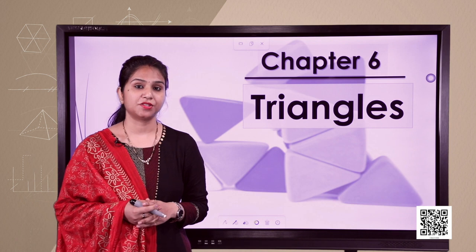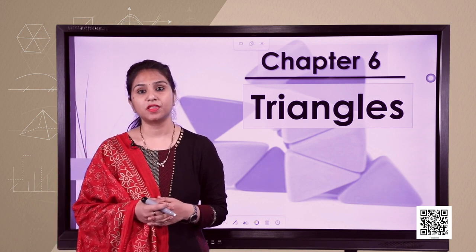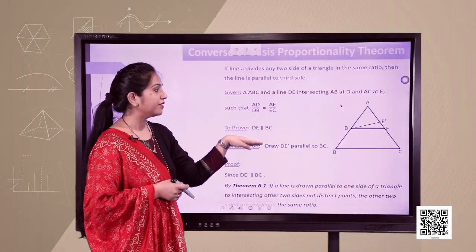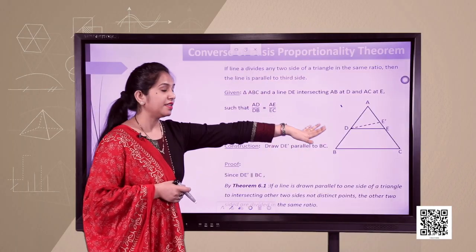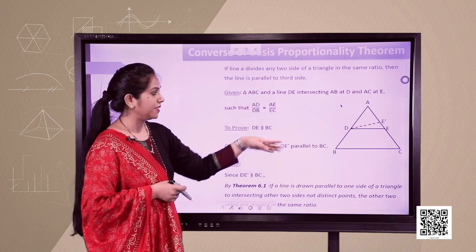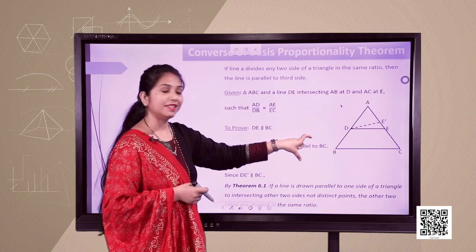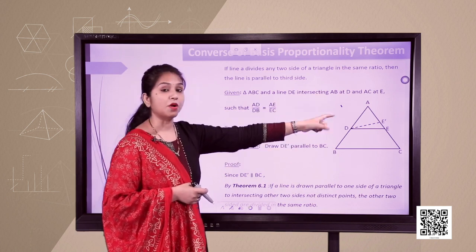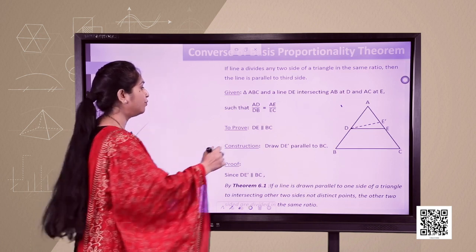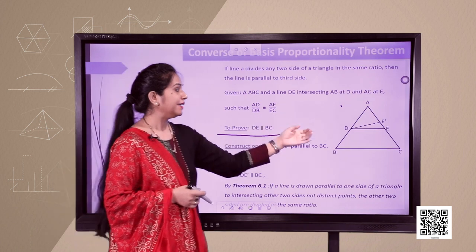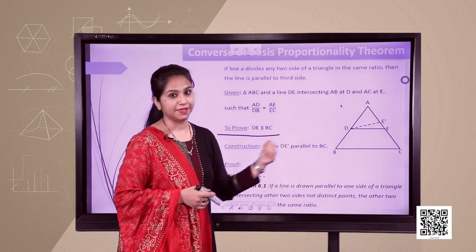Now, in today's session, we are going to start our discussion with the converse of BPT, that is the converse of the basic proportionality theorem. Converse says, so here the given things are, in triangle ABC, D and E are points on sides AB and AC. Also, it is given that AD upon DB is equal to AE upon EC, and what we have to prove? We have to prove that line DE is parallel to line BC.